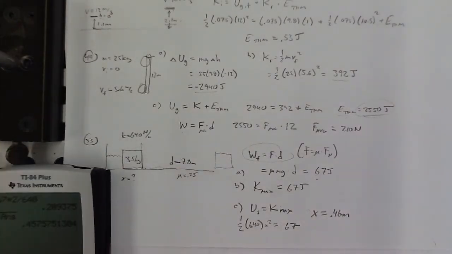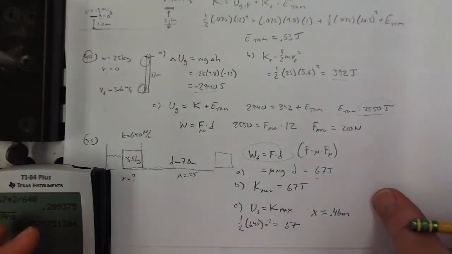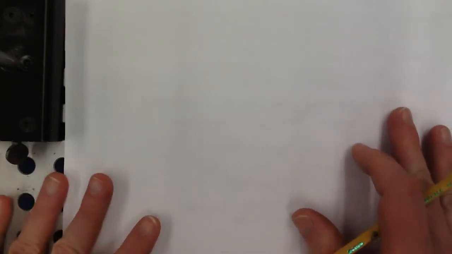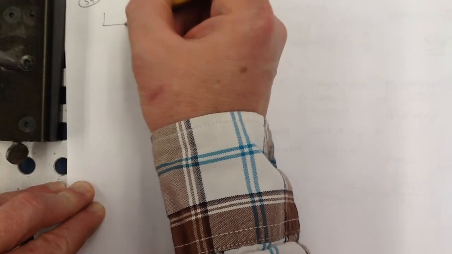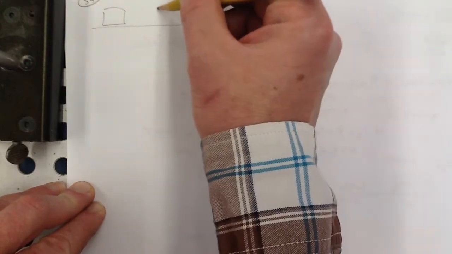Let's see how we did. 53, this is. Oh boy. Rock and roll. 55. Got another block spring situation, but this time the block's headed toward the spring. Same kinetic coefficient, 0.25. All right, so it's headed in, what is this, 55? The block is headed toward the spring.